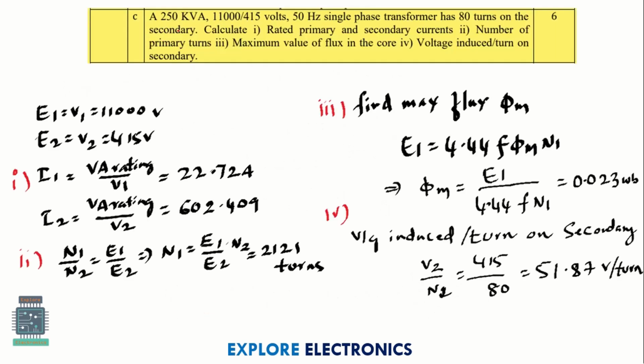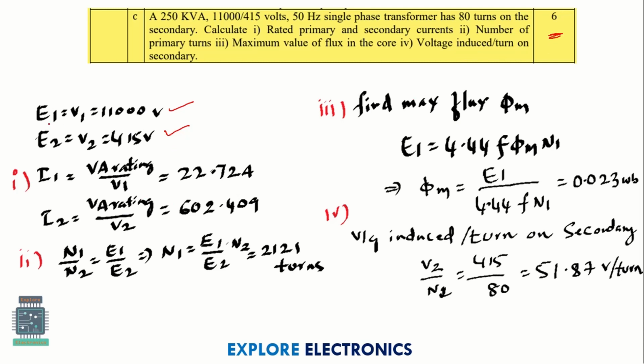A 250 kVA, 11,000 per 415 volts single phase transformer has 80 turns. They have given the turns on the secondary. Here we need to calculate the rated primary and secondary currents, number of primary turns and maximum value of the flux in the core and voltage induced per turn on secondary. So this carries 6 marks.